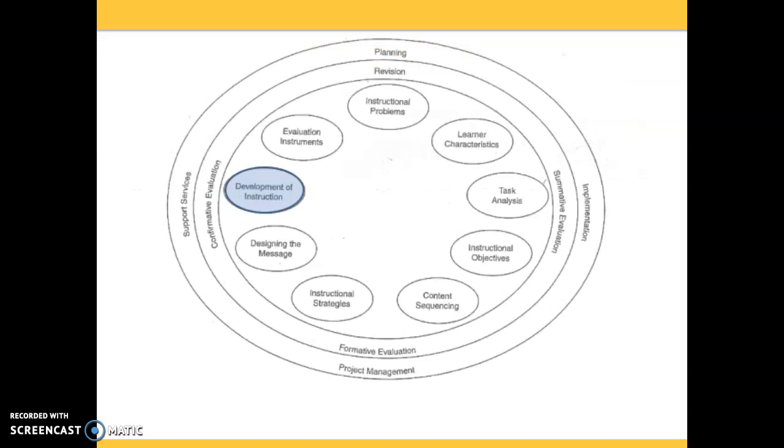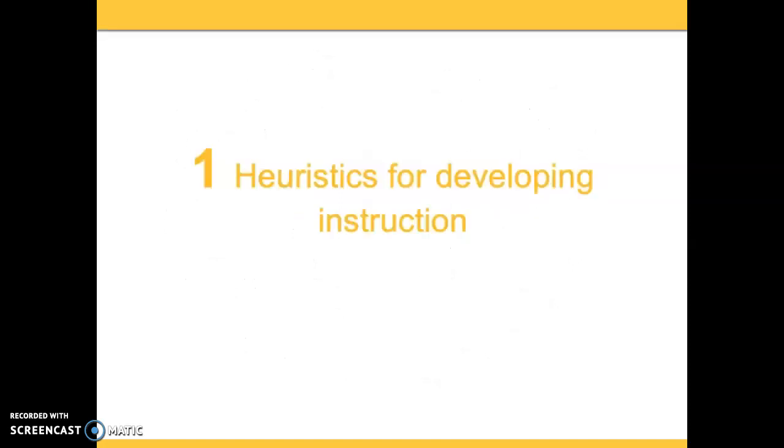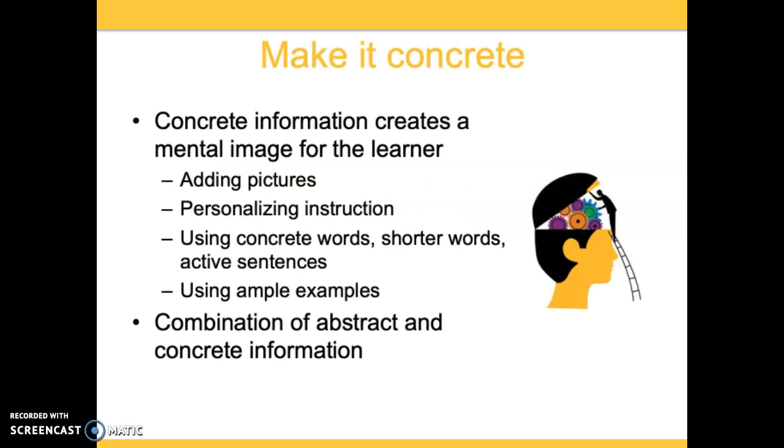So again, coming back to our model, Morrison and Kemp's model, we have made it all the way from instructional problem through the different analysis techniques and then design, and now we are in the development stage. So in the first section, we will talk about heuristics for developing instruction.